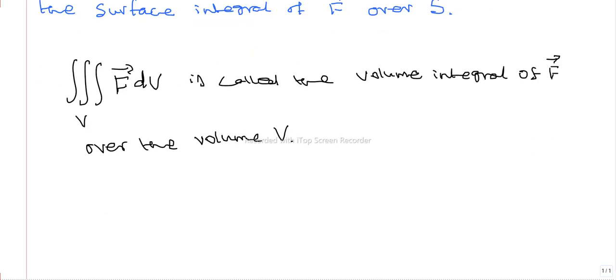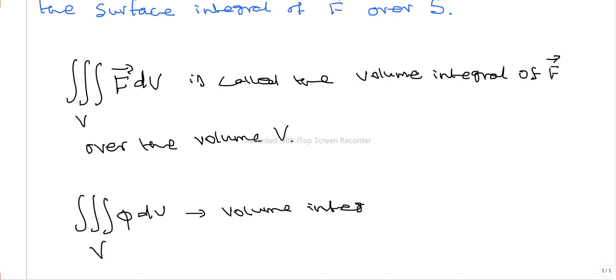So volume is actually 3 dimensional. Even if you take, instead of vector point function, you can take the scalar point function also. Again we can define for scalar point function phi, so phi times dV over V. So this is also called volume integral of the scalar point function phi over the volume V. Okay, now we solve some problems.